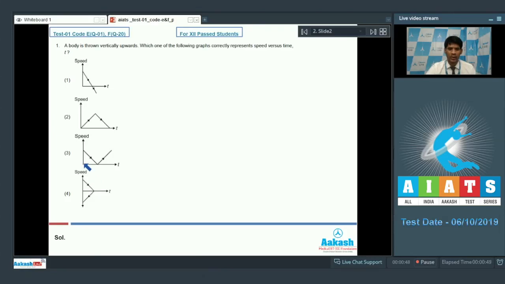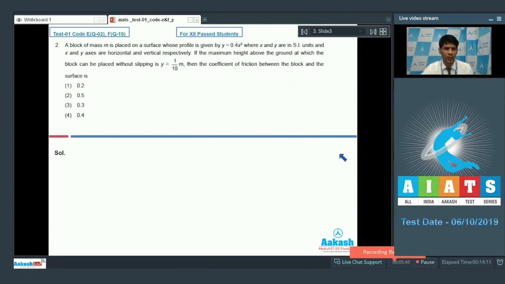So clearly I would say, as the body moves in upward direction, its speed will decrease, and yet again after reaching the maximum height its speed will again increase. So option 3 is straight away the correct answer. I will say here our correct answer is option 3. There is no further explanation for that. Now let's see the question number 2.